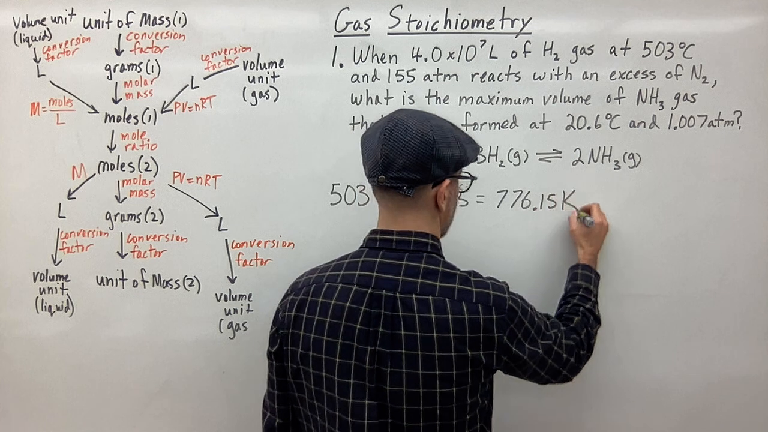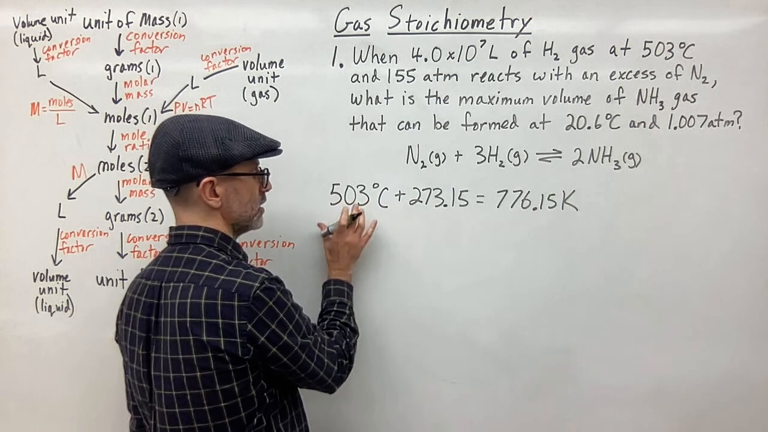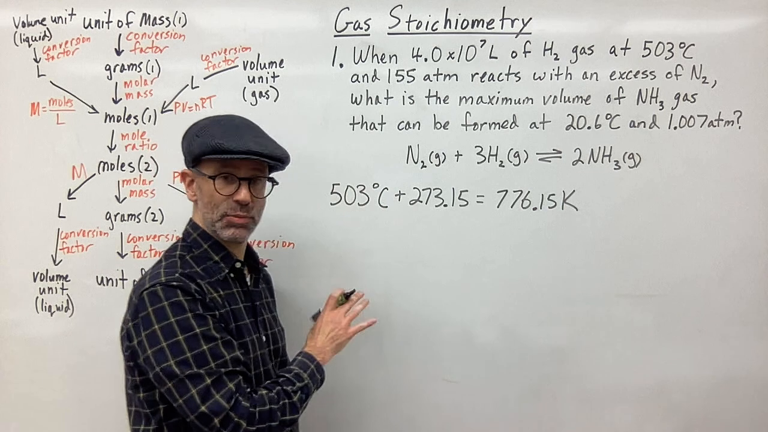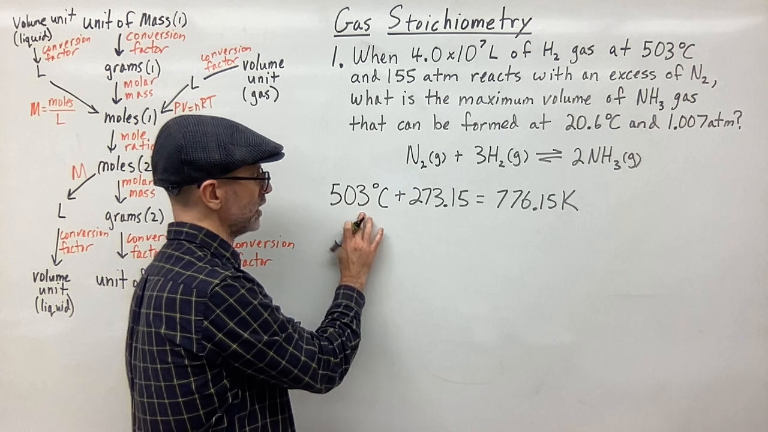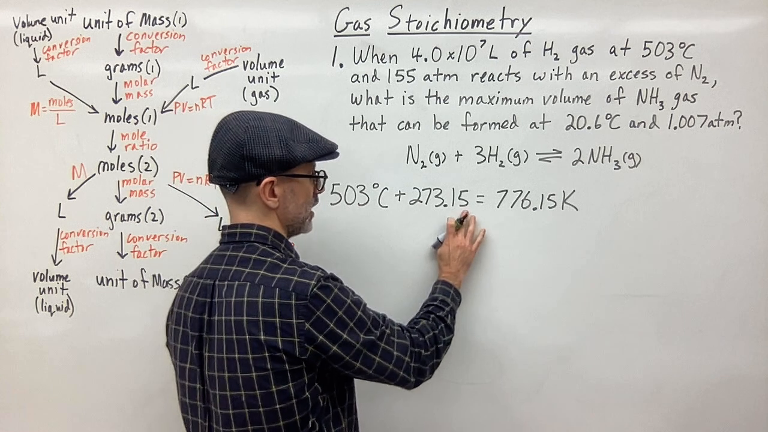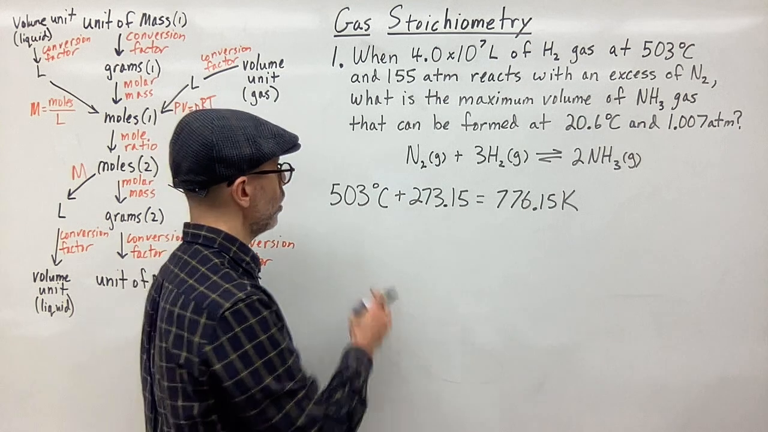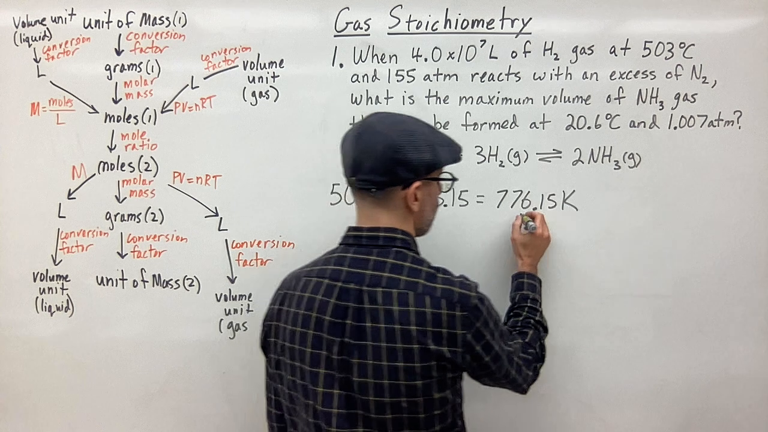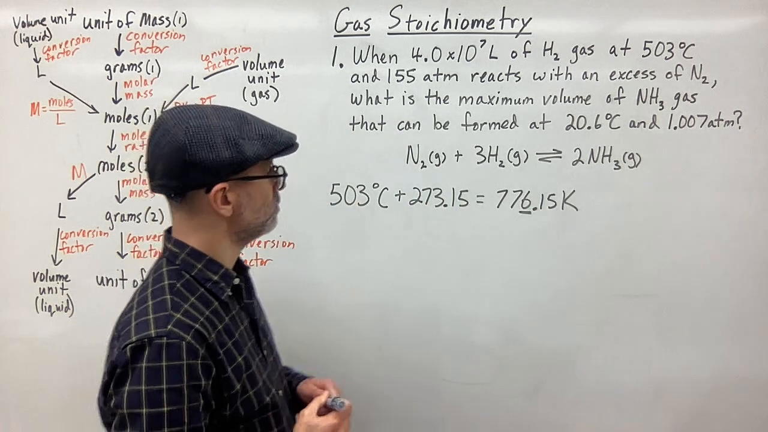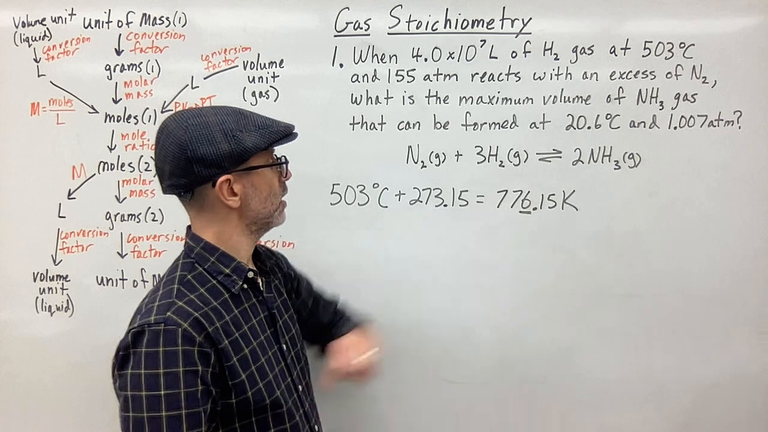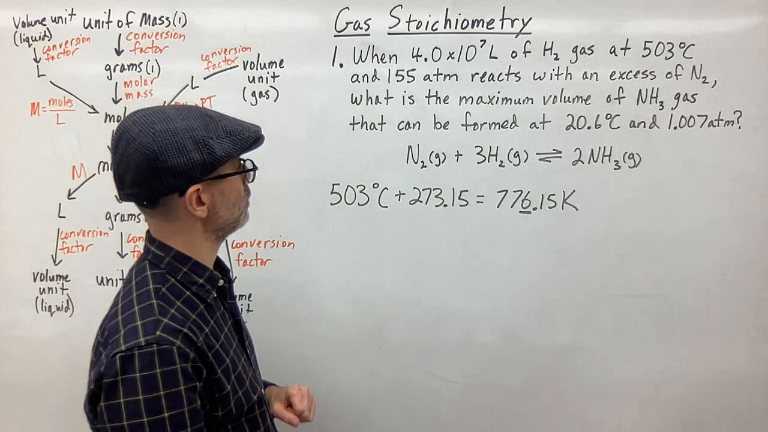And that's going to be 776.15 Kelvin. Remember, when we're adding, it's the least number of decimal places we're interested in. So this one has the last digit in the ones place. The last digit here is in the hundredths place. So we're going to go with the ones place. So I'm going to underline our last significant digit. So that's our temperature in Kelvin, and we're given the pressure in atmospheres.